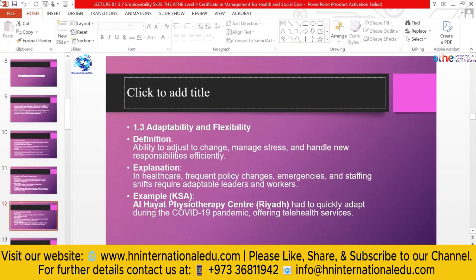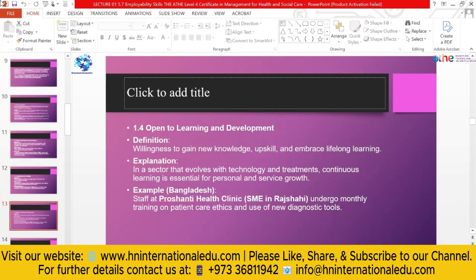Then we have adaptability and flexibility: the ability to adjust to change, manage stress, and handle new responsibilities efficiently. The bombardment of new work, you need to handle it very carefully and swiftly. In healthcare, frequent policy changes, emergencies, and staffing shifts require adaptable leaders and workers. It takes time, and it takes patience too. For example, Al Hayat Physiotherapy Center in Riyadh had to quickly adapt during the COVID-19 pandemic, offering telehealth services through the phone and the internet. Open to learning and development.